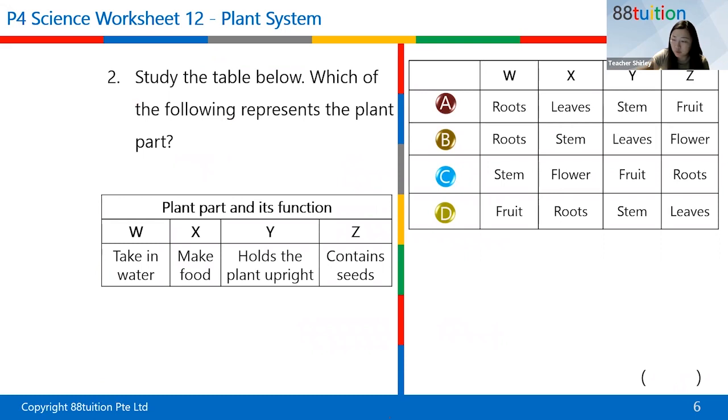Study the table below. Which of the following represents the plant parts? Okay, so here we have taking in water. Taking in water is the function of the roots, right? The roots take in, I think just now Ariano mentioned, take in water. Okay, so it's the function of the roots. And then Kelvin said, make food is actually for the leaf.